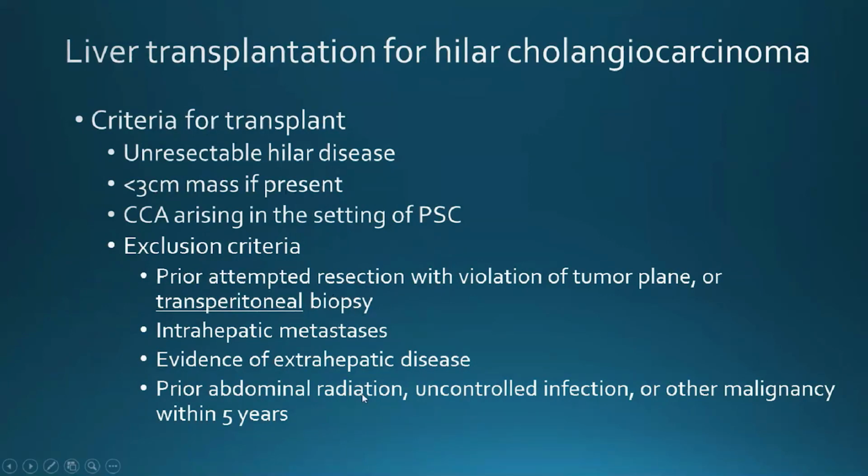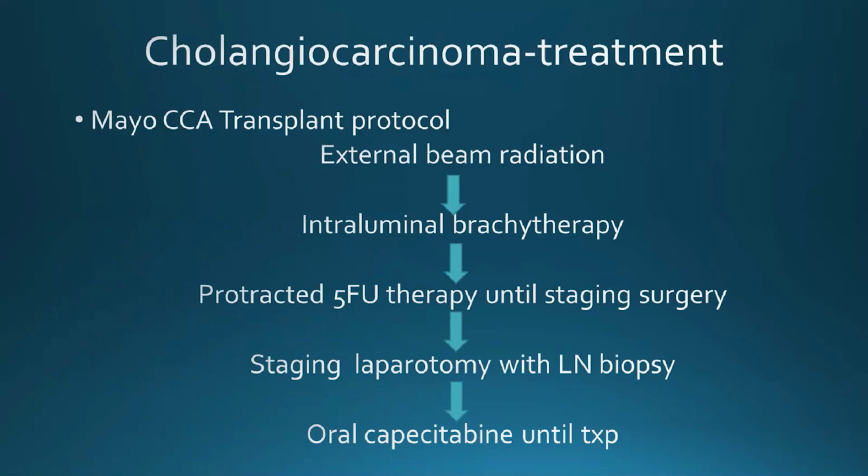and any kind of abdominal irradiation, presence of infection or other malignancies within 5 years. These are not candidates for transplantation. And the preparation for transplant also is very important. We do see these patients. They follow all the inclusion criteria. Then we give them external beam radiation, and intraluminal brachytherapy by placing a PTHC catheter percutaneously and going to the tumor site and giving internal intraluminal brachytherapy.